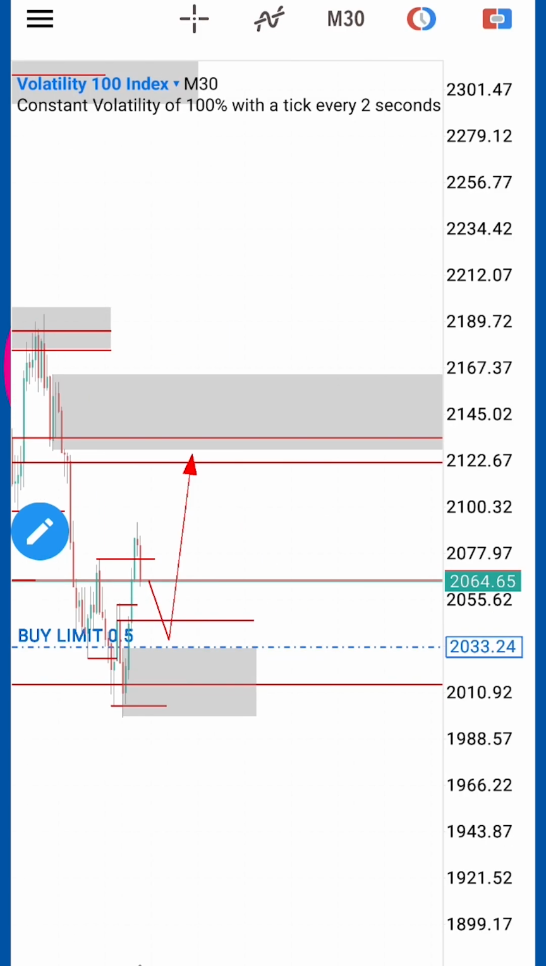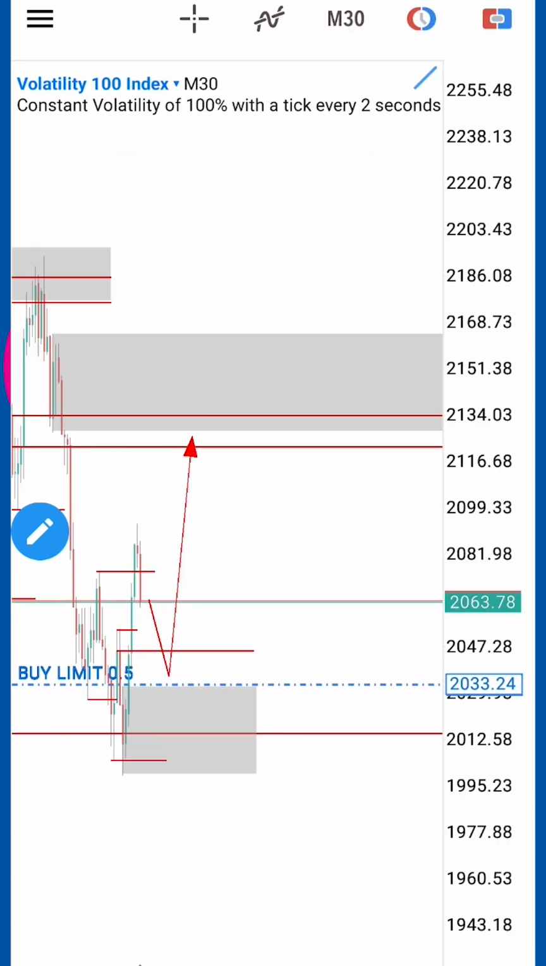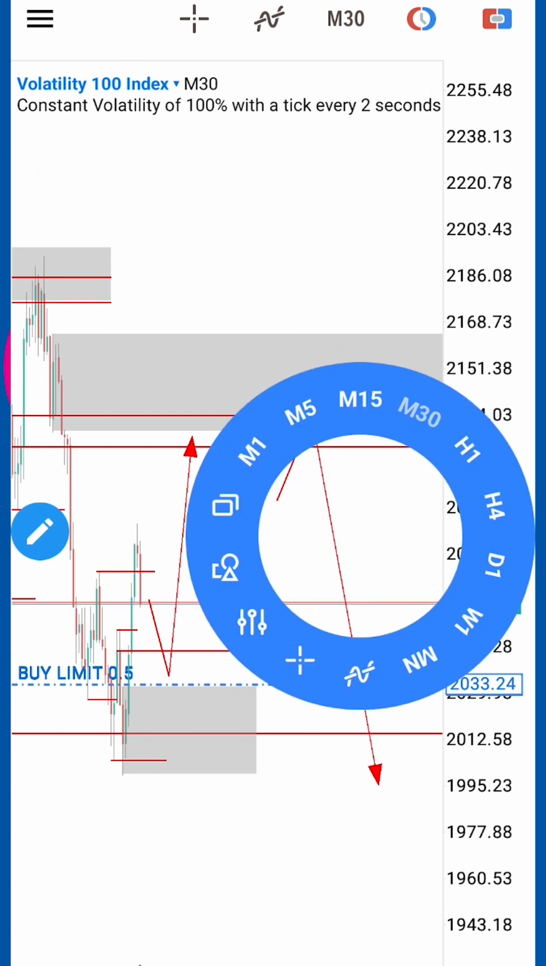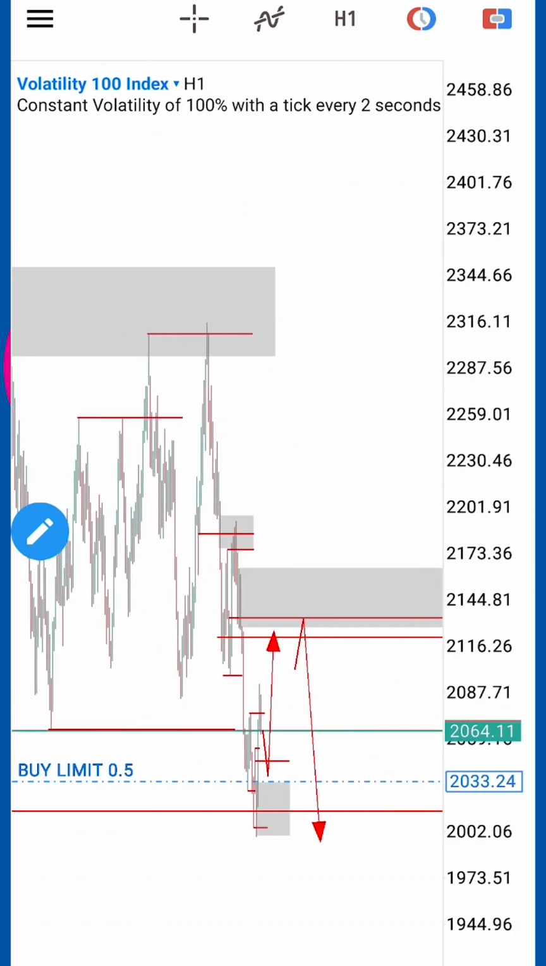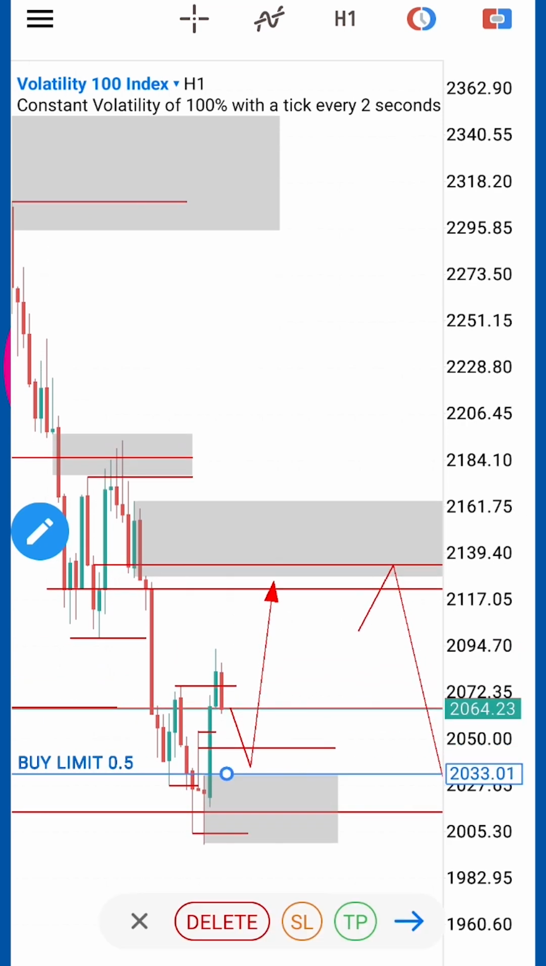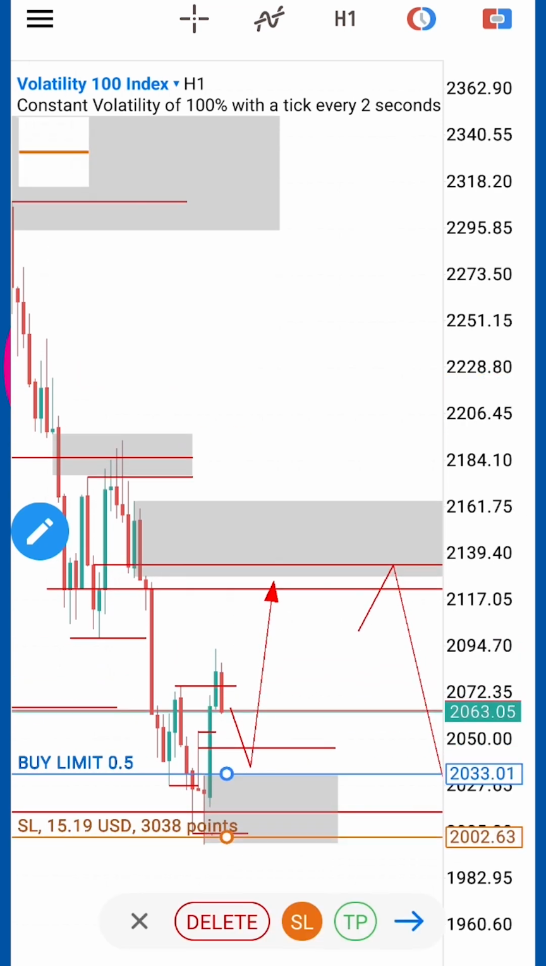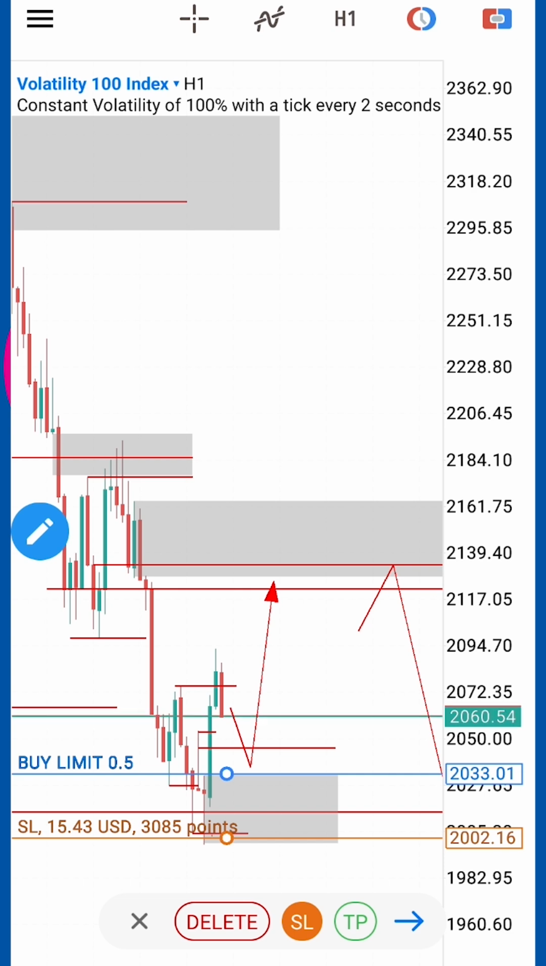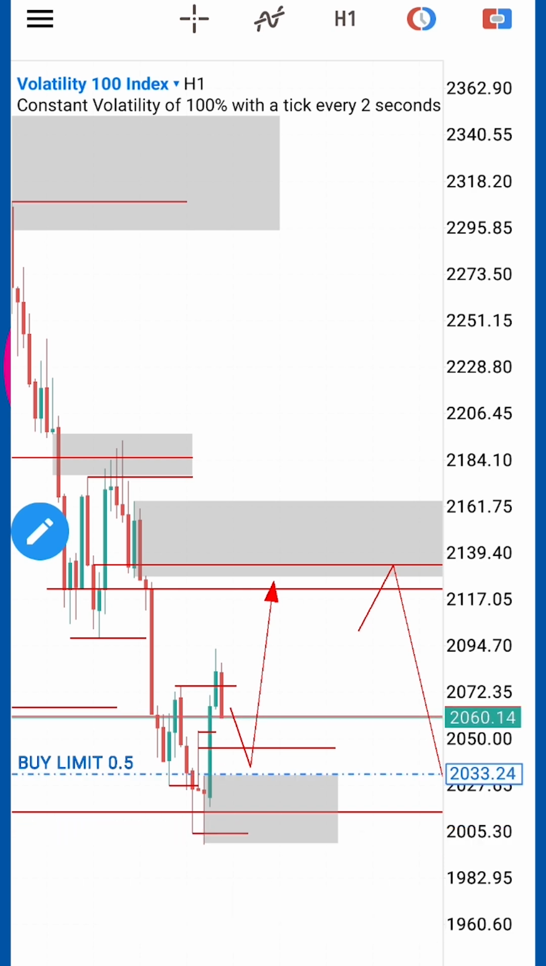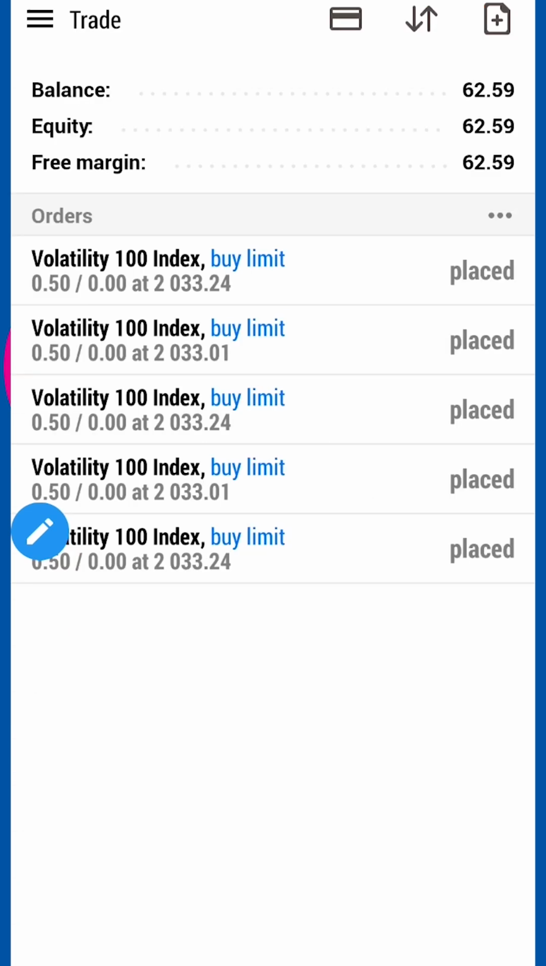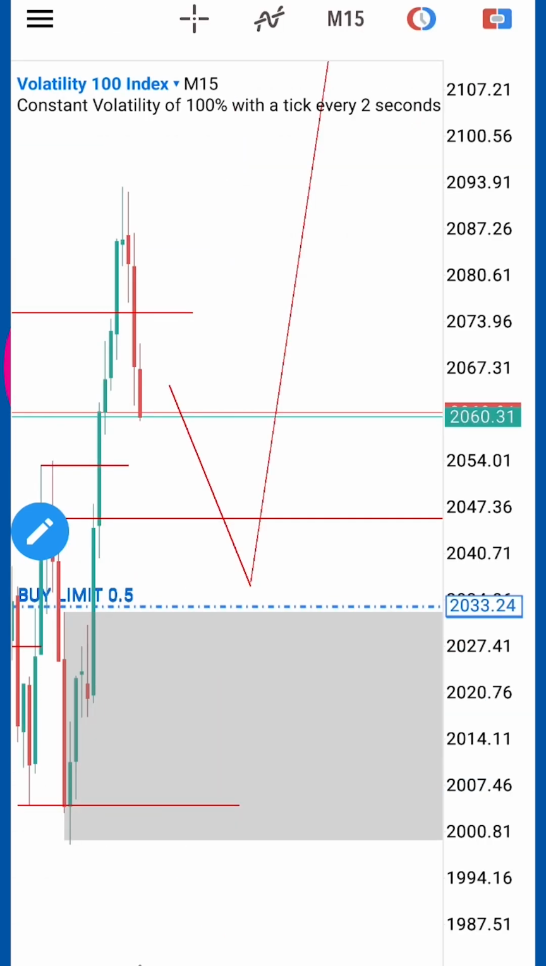I placed about 5. Remember, VIX100 index is strong, so we will be buying, and after we fill that imbalance and reach the 1 hour order block, we will exit, and immediately afterwards we will again place the sell positions from there. So I'll see you guys after some hours.